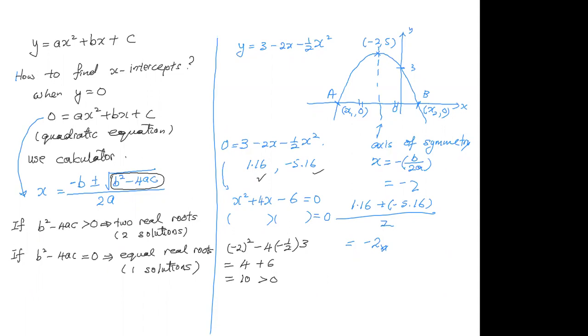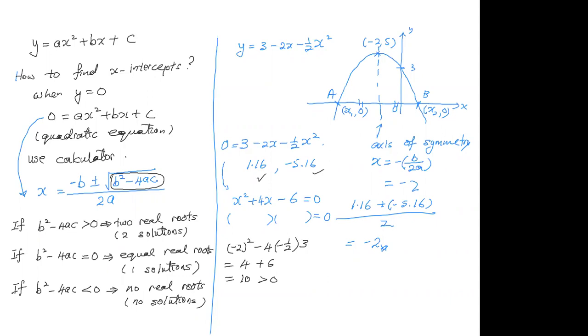So if b squared minus 4ac is less than 0, no real roots. That means no solution. If the root is not real, it cannot be a solution. No solution. Okay? So that is how you get. Are you okay?